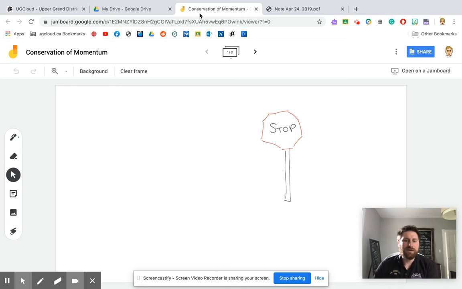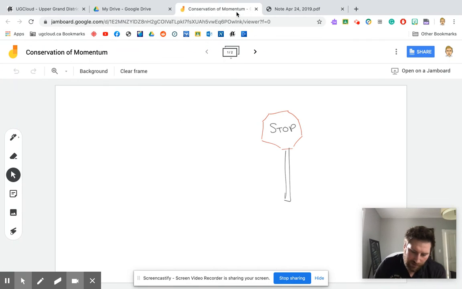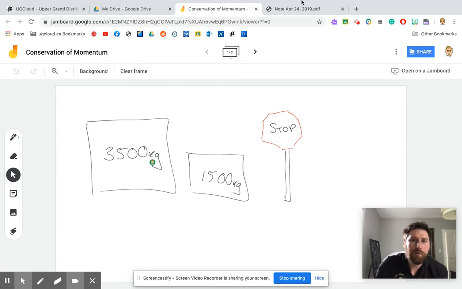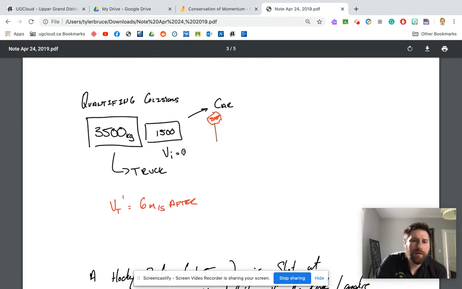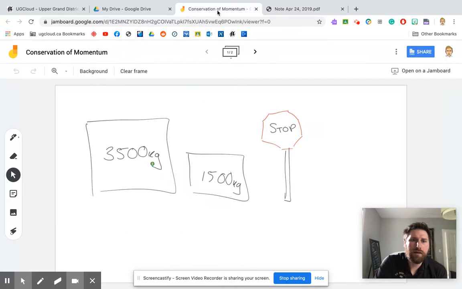Okay, and so when that truck is stopped, there's a car stopped. A car is stopped that has a mass of 1,500 kilograms and then gets slammed into by a truck that is 3,500 kilograms. And we know the initial velocity of the truck we don't know. And the initial velocity of the car we know is 0.